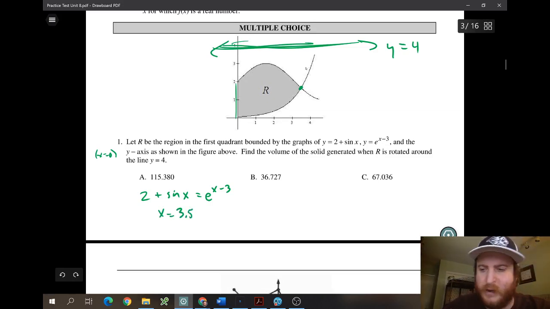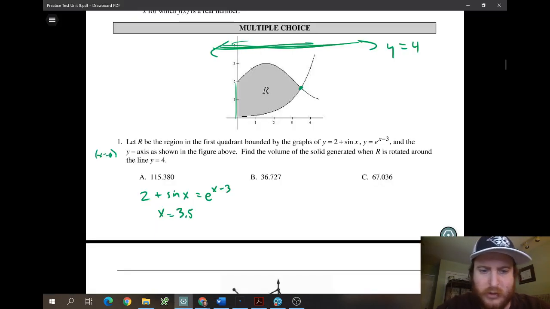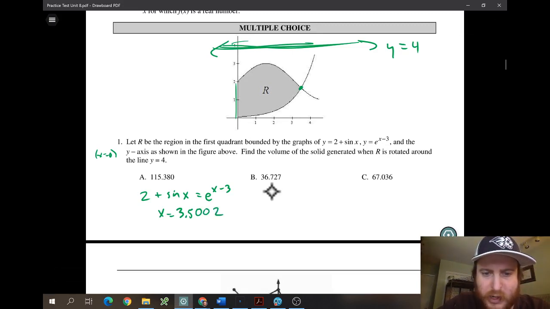Now you do want to be careful about writing this. I tell you to always go to 4 decimals. So this would be 3.5001 or 002. But when you type these into your calculator, sometimes it's better to even go to all of the decimals when you stay in your calculator. It just helps you stay accurate.